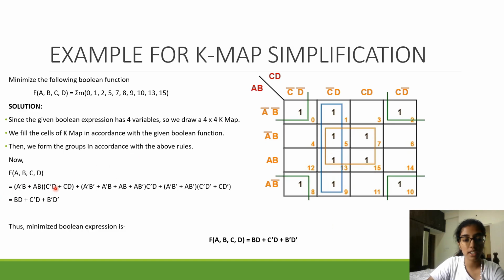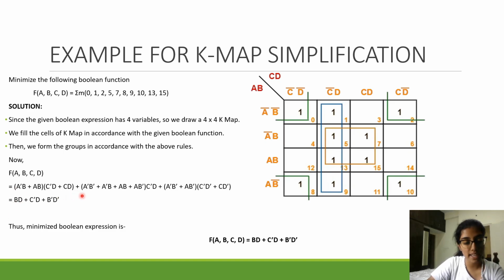Now we'll take the representation. For the first group, it will be (a complement b plus ab) into (c complement d plus cd). Since a complement and a get cancelled, what is left is b, and d complement and d get cancelled, so what is left is bd. So the first group is bd.